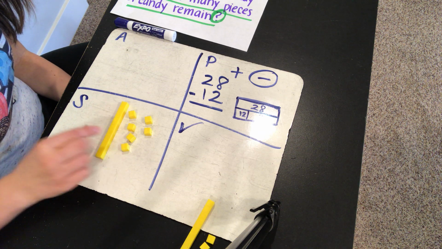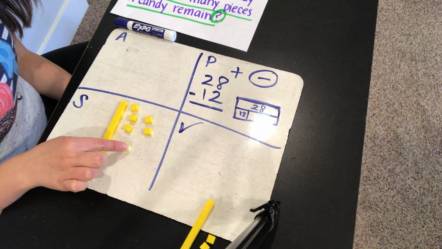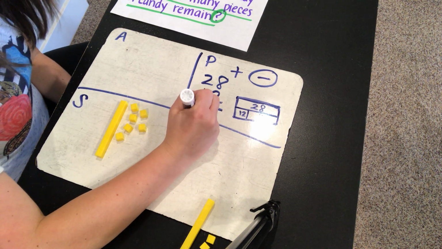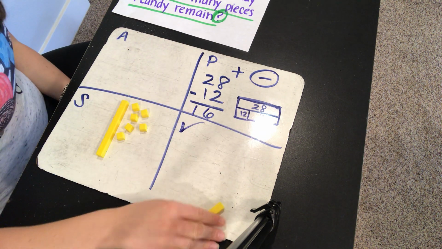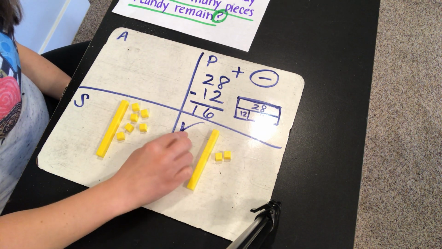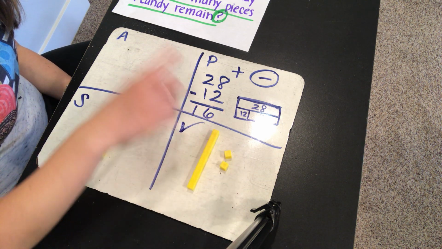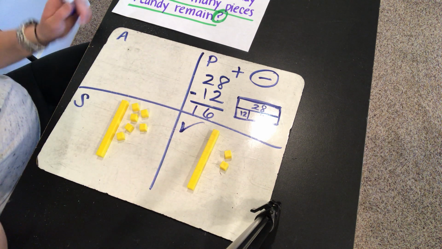How many are left? 10, 11, 12, 13, 14, 15, 16. So 28 minus 12 is 16. I can check this by, I'm going to get to my check spot now. I'm going to check it by adding these back together and seeing if I get 28. If I do, I know that I had the correct answer of 16.